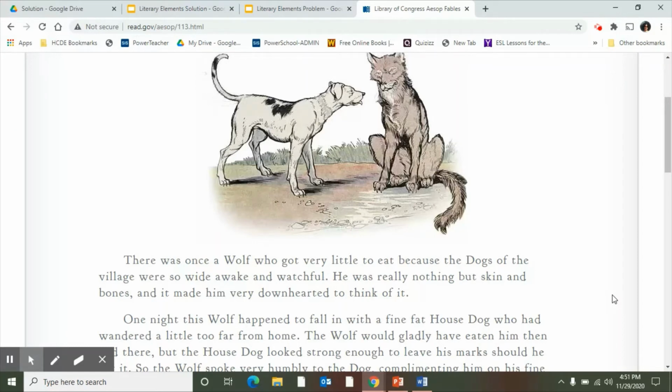Now, what do you think is the setting of the story? Okay, yes, some of you caught on to that. It is right there on the first line, and it says a village. A village is just like a town. Now, do you see any houses in our illustration? No, no houses. That's right. So it's probably outside the village.